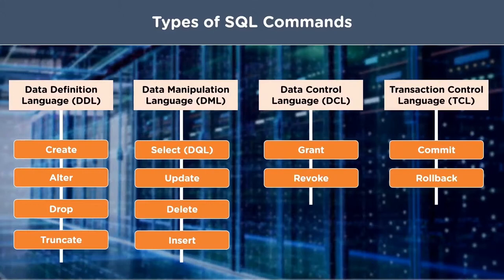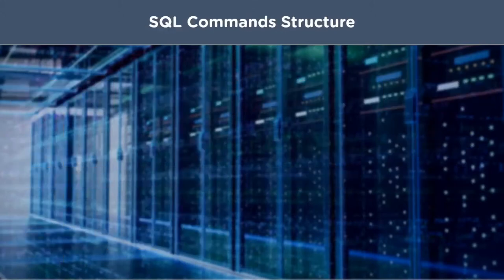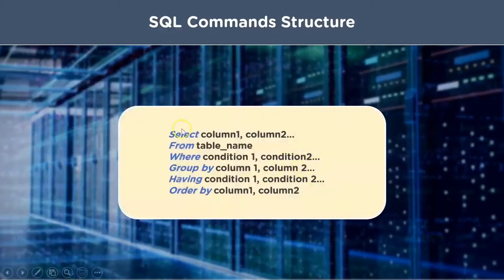Now let's see the basic SQL command structure. So first, we have the select statement. Here you specify the various column names that you want to fetch from the table. We write the table name using the from statement. Next, we have the where clause to filter out our table based on some conditions. So you can see here where condition 1, condition 2 and so on.